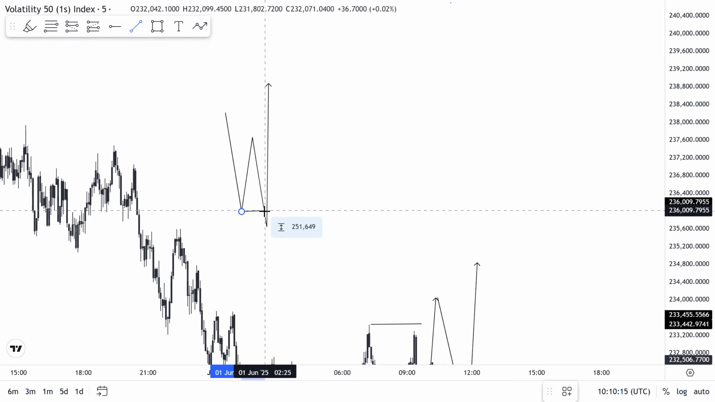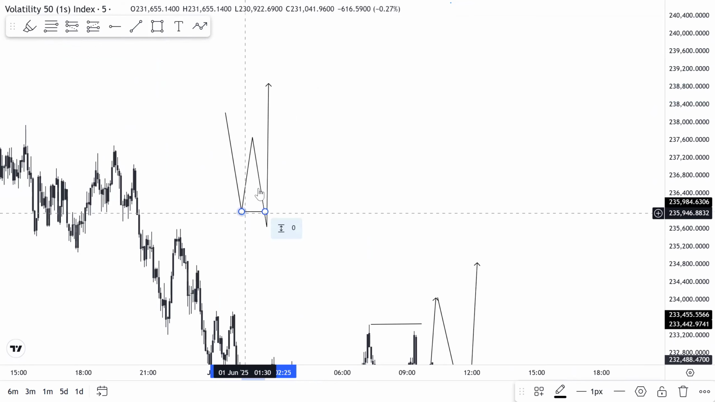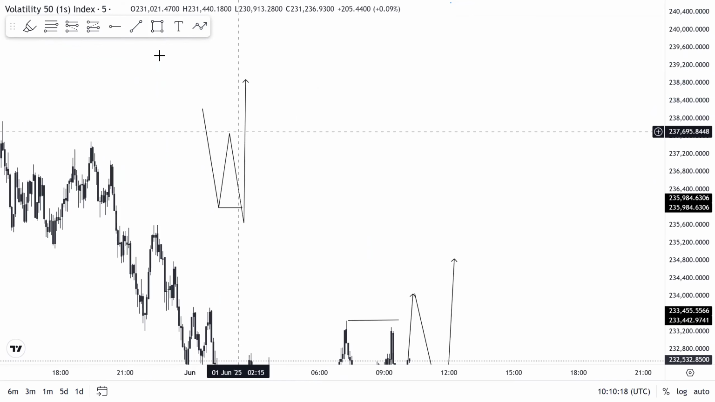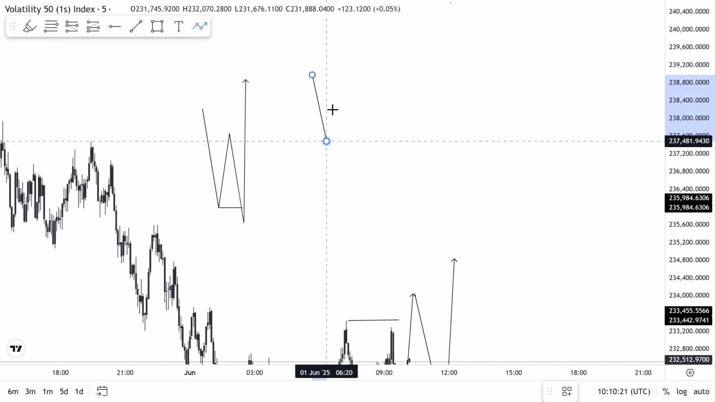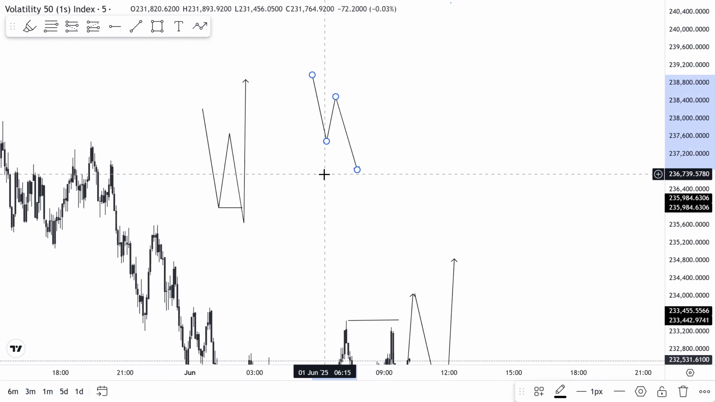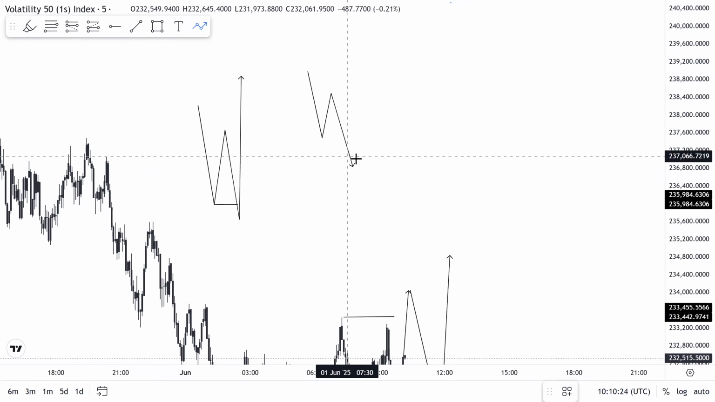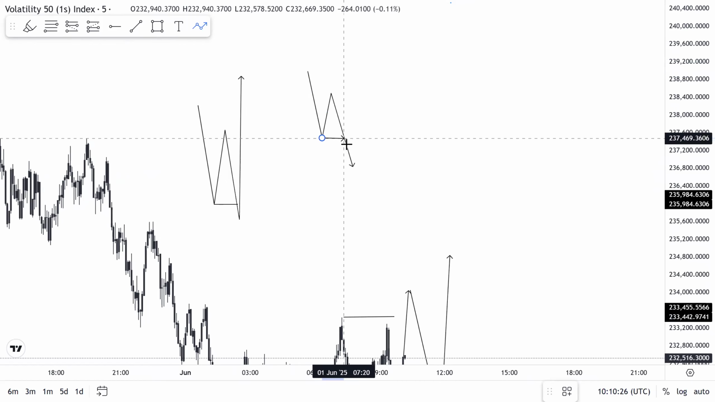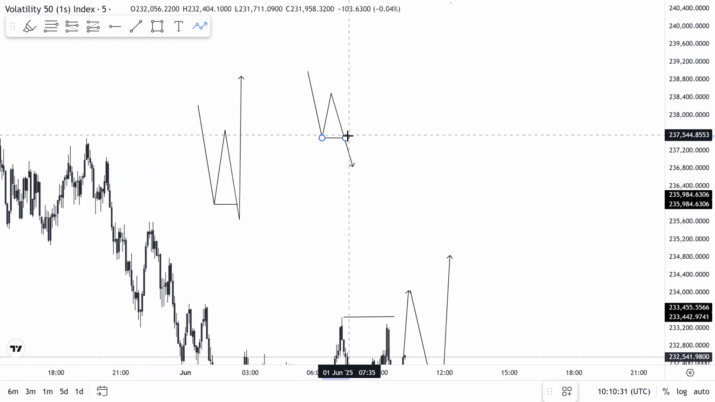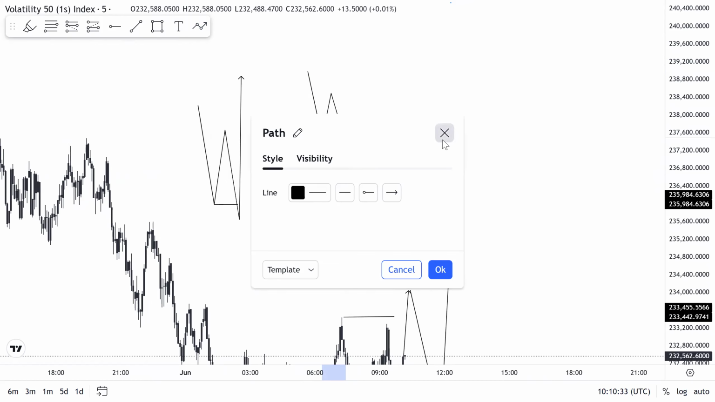Right? Why is this a sweep? Because price swept this low and created another break of structure. Let's say you have something like this now. This is not just a sweep, this is just a break of structure, price breaking structure. If price continued going in that direction, let's say price continues going in this direction right now.